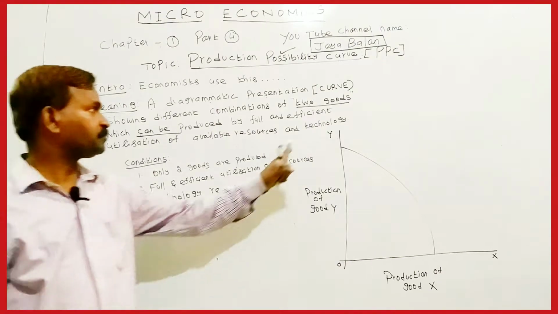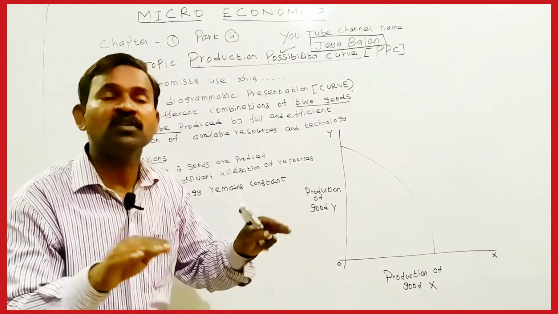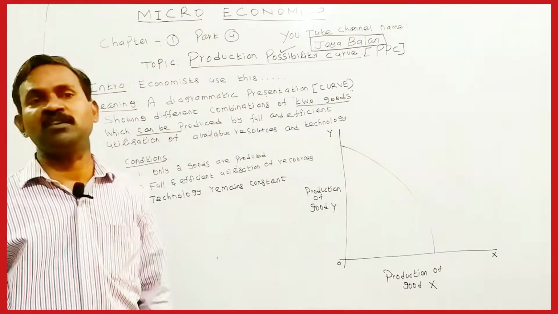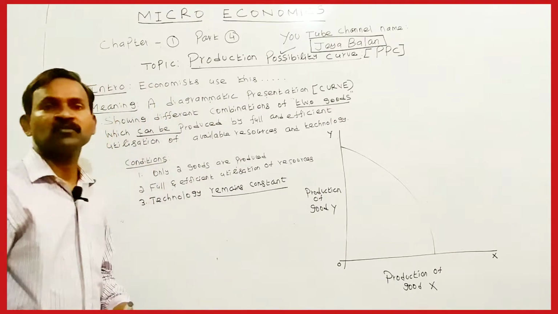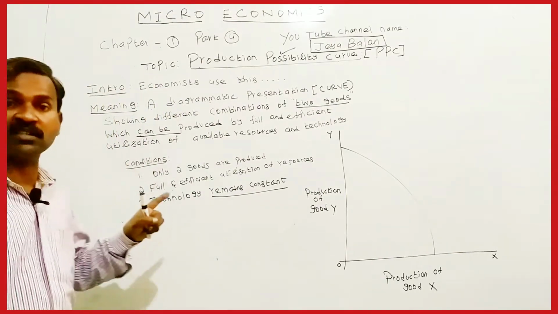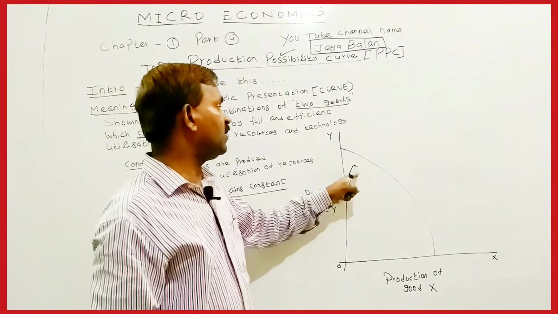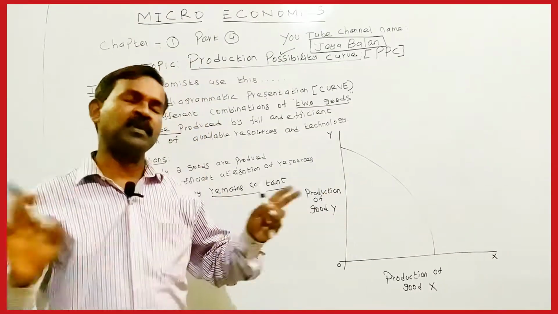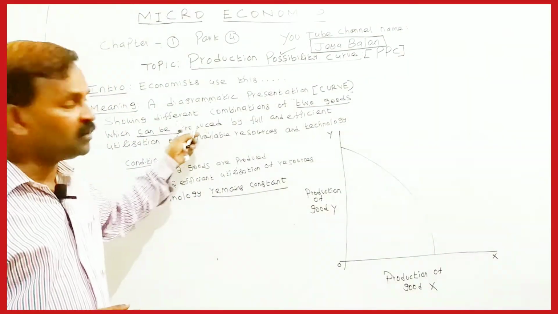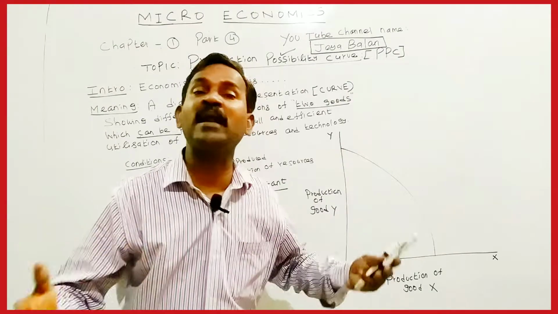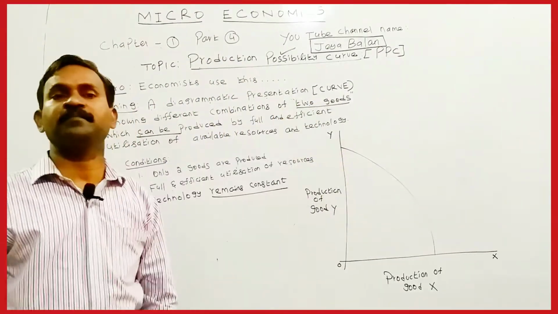Assumption number 3, that there is no change in the technology. It means the technology remains constant. So the assumptions or conditions are very important, which we have to keep in mind while learning the technique of PPC. Okay. Now whatever is written in the meaning part, I am going to explain in the diagrammatic way by using a curve in a diagram.